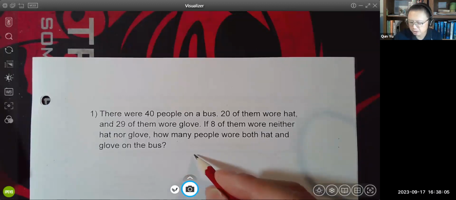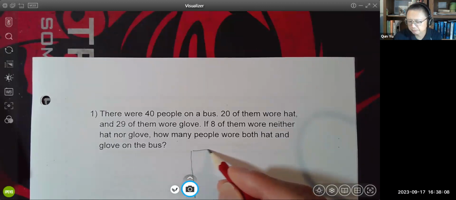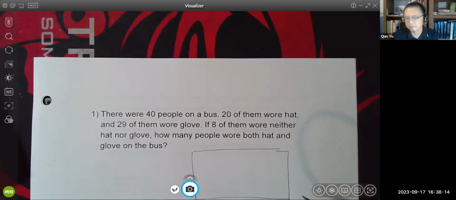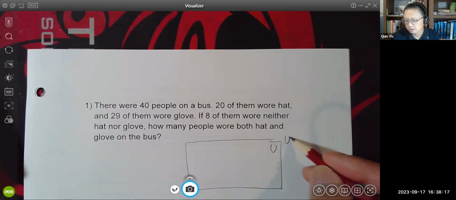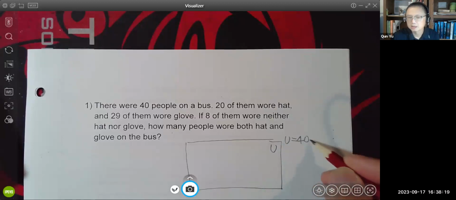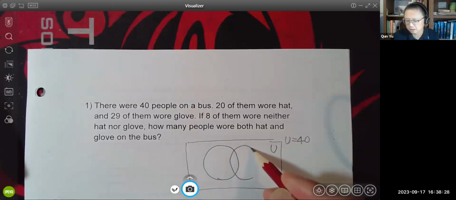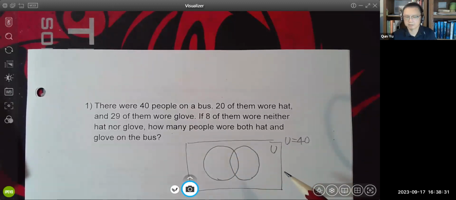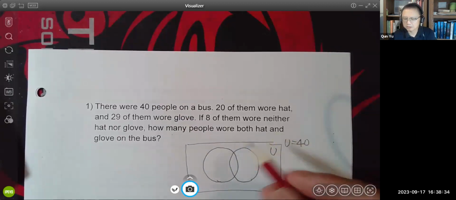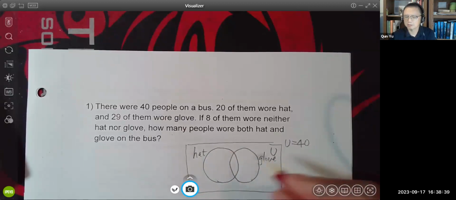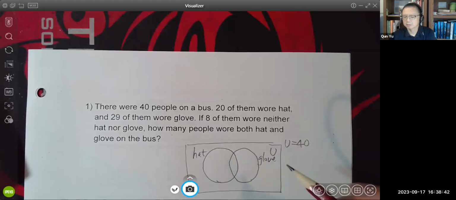So let's do that. We draw a rectangle to represent the universal set. And we have 40 people. So this universal set, U equals 40. And since we have two sets, we're going to need two circles. We always draw these two circles this way so that they partially overlap. One circle represents hat, one circle represents glove. Apparently, this overlap region represents people who wore both hat and gloves, right?